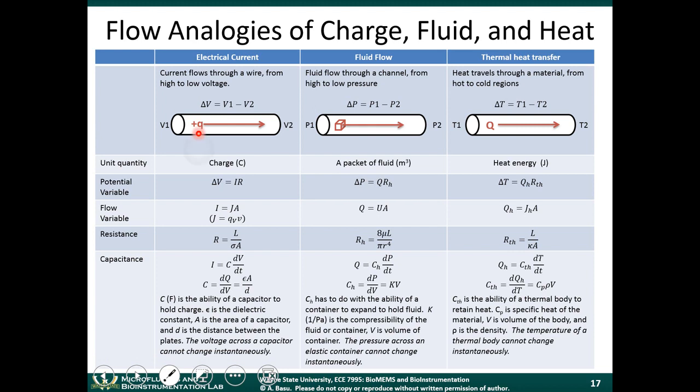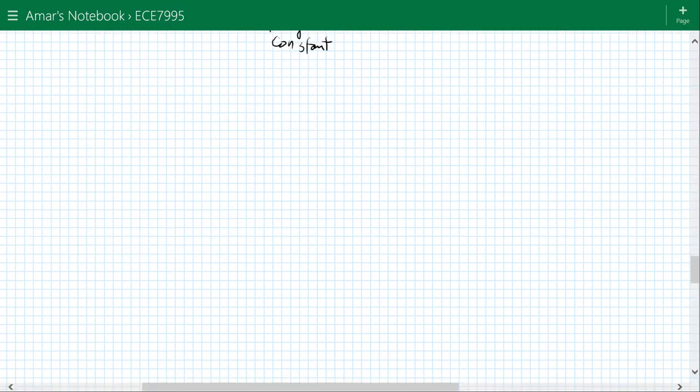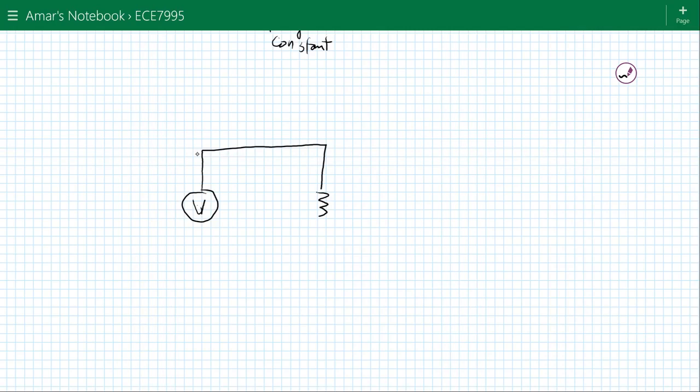So in the electrical domain, since most of us are from the electrical domain, let's start off with that. In the electrical domain, charge flows from high voltage to low voltage. So if you have a positive charge Q, that charge will flow from high voltage to low voltage. And you've all seen the example of an electrical circuit that looks like this. A voltage source, which could be a battery. And then you have a load. We often represent a resistance as a load. This could be a light bulb.